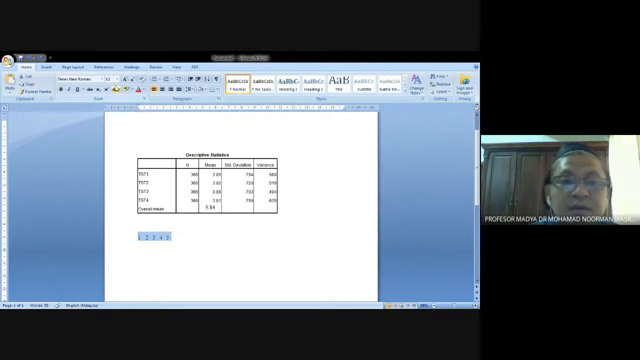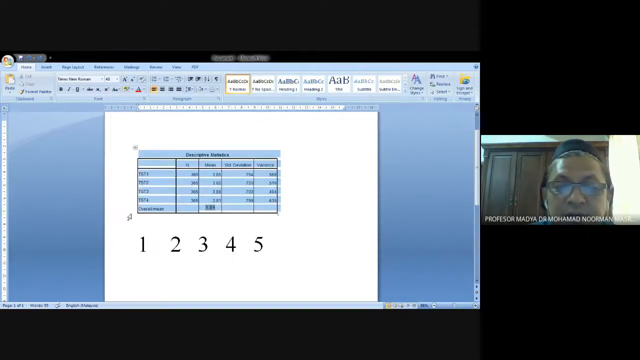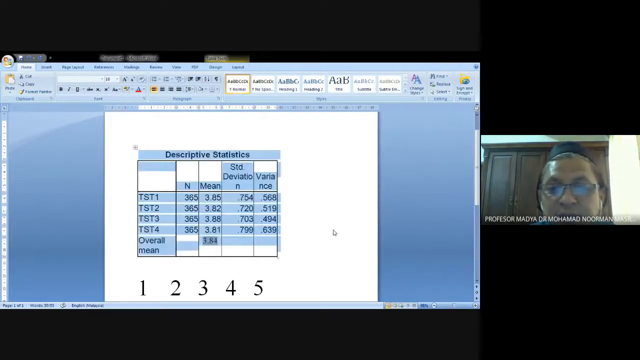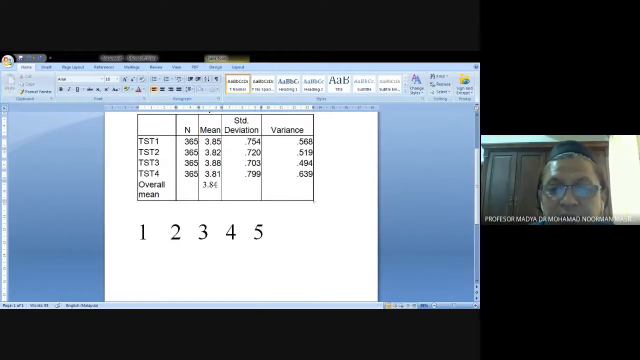Okay, can you all see or not? Should I enlarge the value? Very big now. I'm going to enlarge. Can you see now better? Yes, Prof.